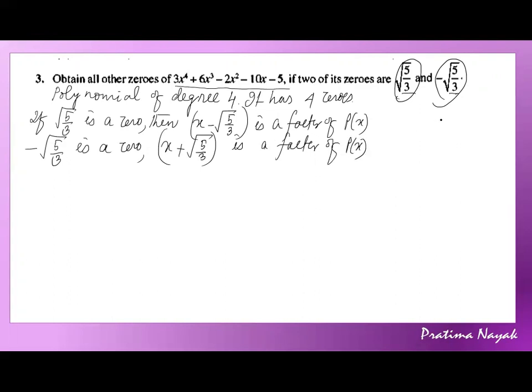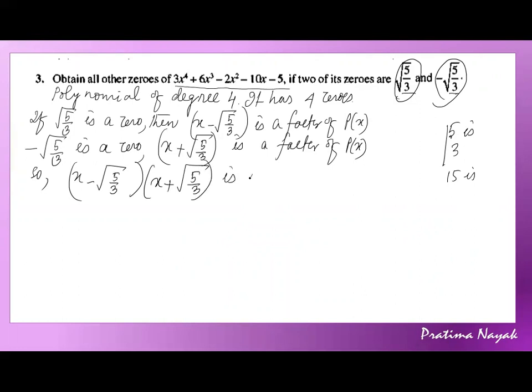Now coming to algebra, if 5 is a factor of something, 3 is a factor of something, then 15 is also a factor. So we'll combine these two. That means if x minus under root 5 by 3 is a factor of the polynomial, and x plus under root 5 by 3 is a factor of the polynomial, then x minus under root 5 by 3 into x plus under root 5 by 3 is a factor of the polynomial.